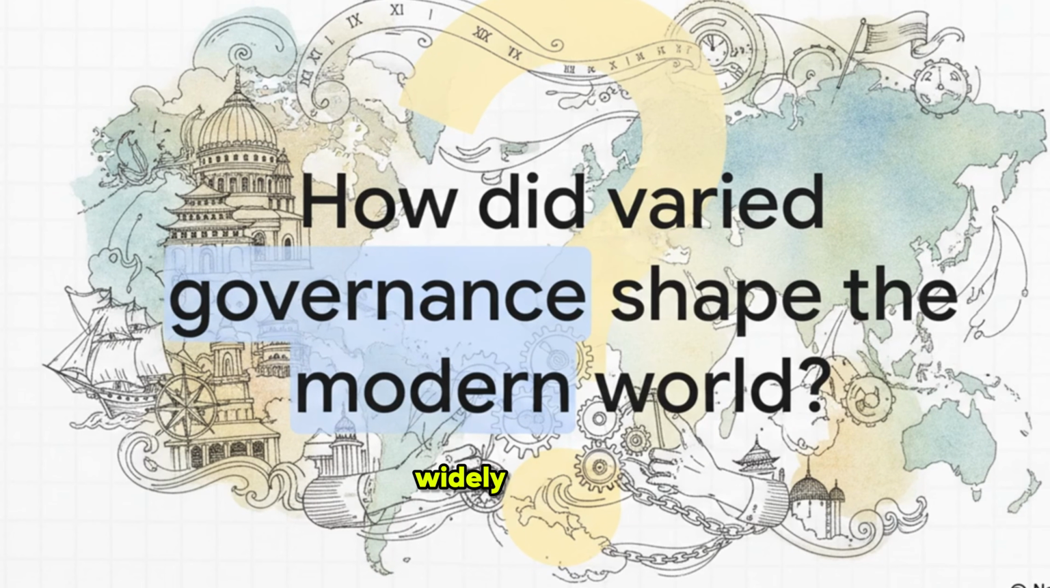Today, English is the most widely spoken language on Earth, and Britain itself is a diverse microcosm of the peoples it once ruled. So how did the sheer variety of these global administrative experiments, from private charters to massive corporate armies, and eventually to crown dominions, ultimately forge the political and cultural borders of the modern world we live in today? It's a huge question, right?